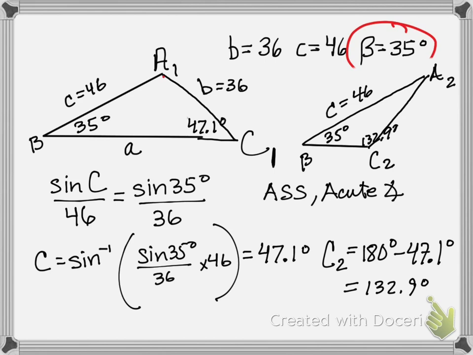So that's the major instructional point here: the ambiguity when I have ASS with an acute angle. I'm not going to go in and solve for the rest of the sides and the angles. I can leave that to you. But you do need to be aware of this ambiguity.